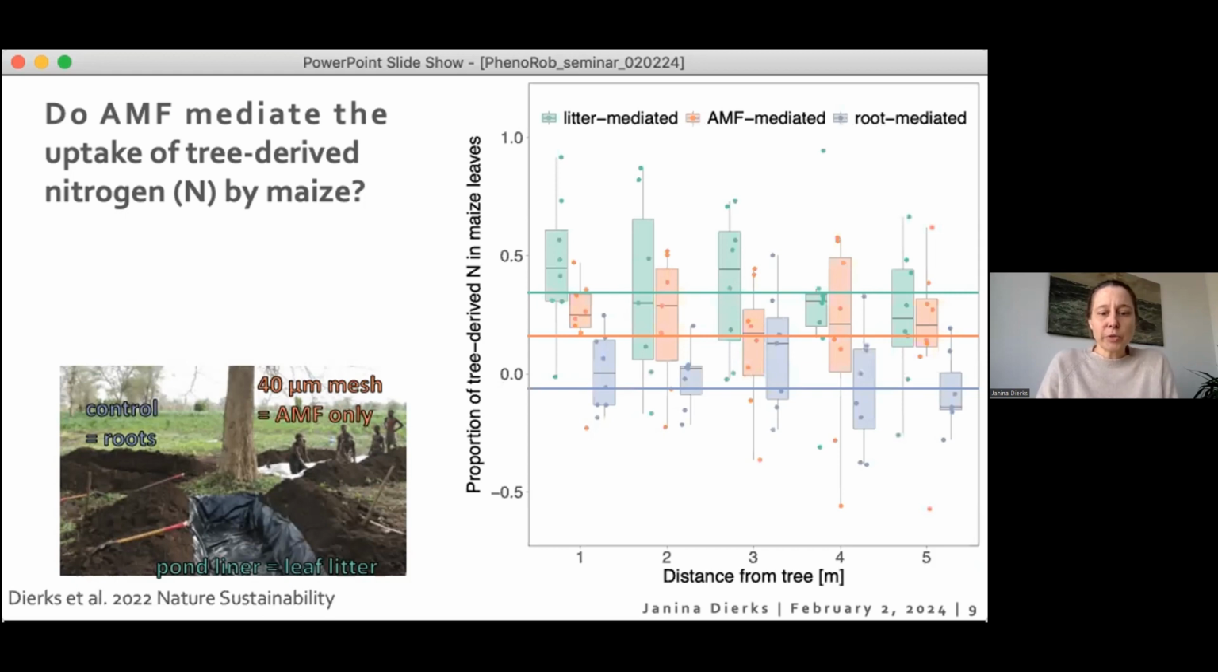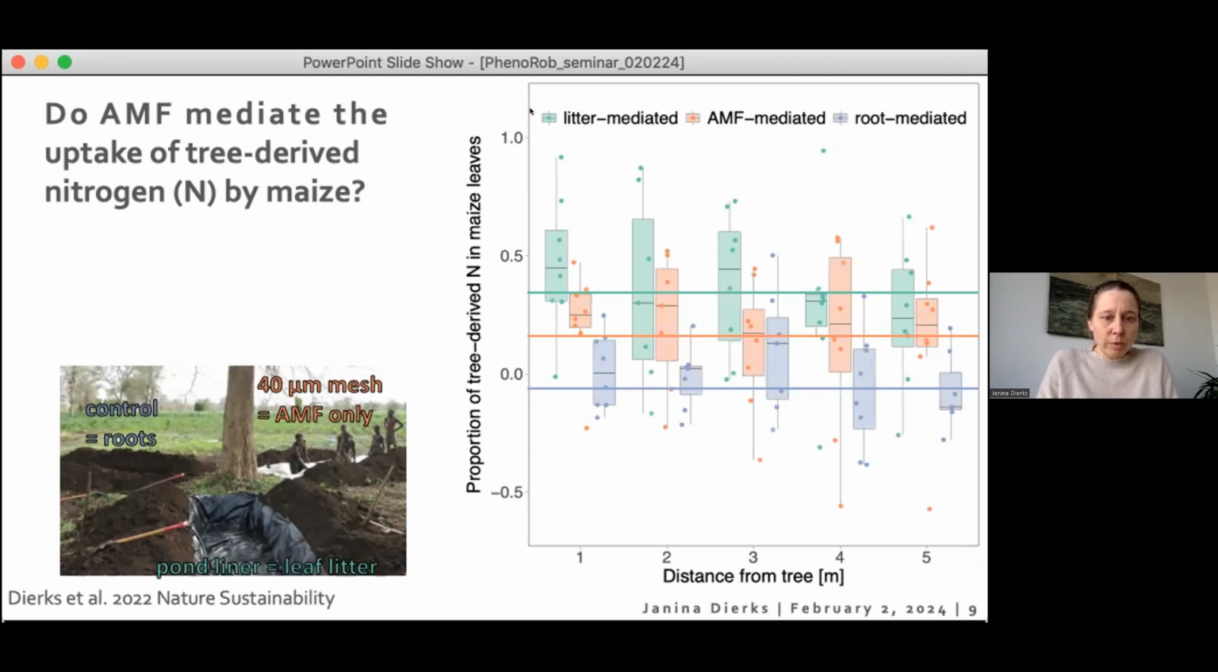The figure shows on the x-axis the distance of maize plants from the tree. So we sampled at 1, 2, 3, 4, and 5 meters from the tree. On the y-axis, it's the proportion of tree-derived nitrogen in maize leaves. And the different colors represent the different mechanisms through which maize obtain the tree-derived nitrogen.